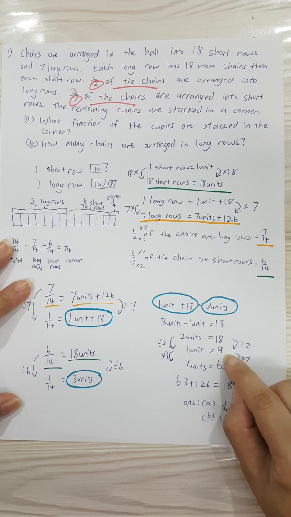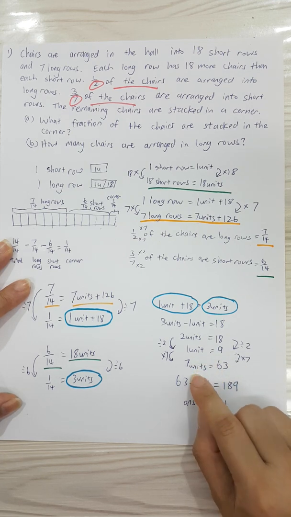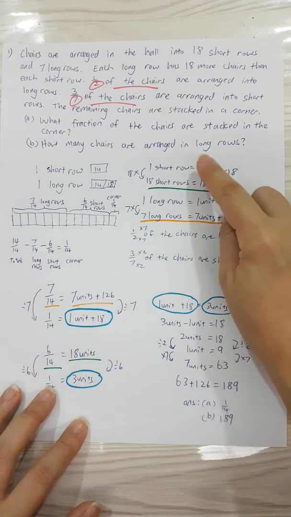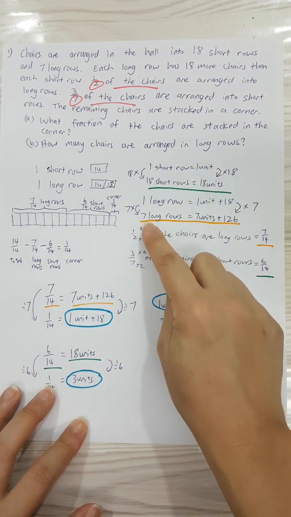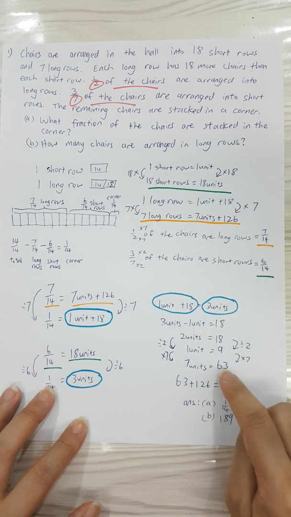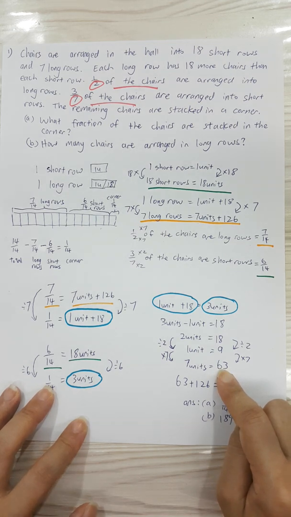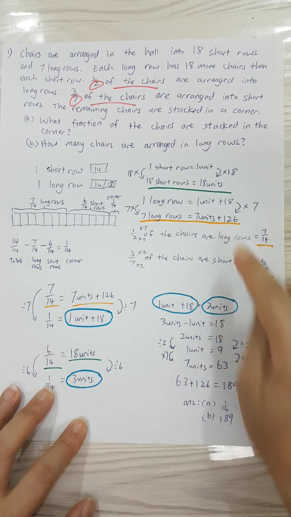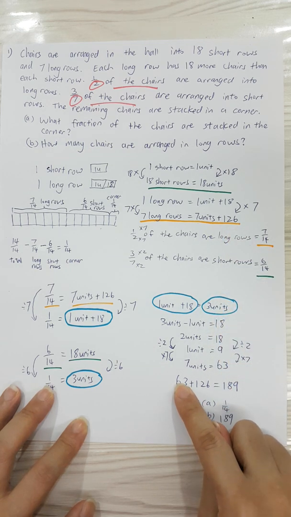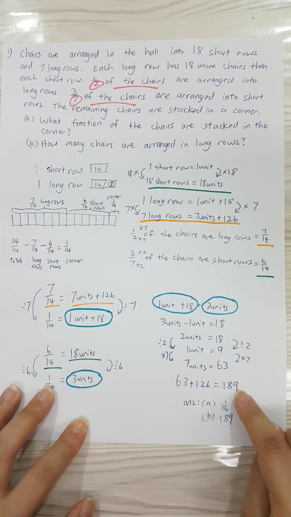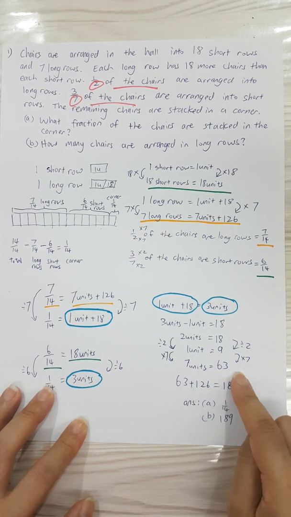After which, I will want to find 7 units. Why 7 units? Because the question asks, how many chairs are arranged in long rows? So I go back and check 7 long rows. Can you see 7 units? So I go and find 7 units, which is 9 times 7, it is 63. Now, can you see here has 7 units plus 126? So I do the same. So 7 units, which is 63, plus 126, I'll get 189. So this will be my answer for B.